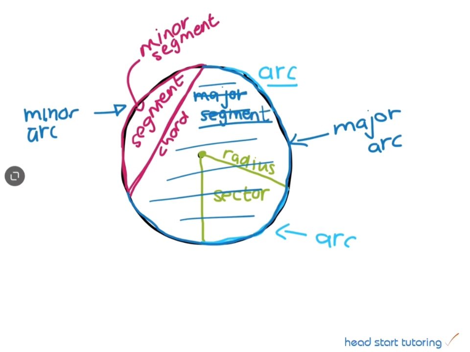But for now, I think all you really need to know is that a segment is bound by a chord and an arc. So your arc is just any part of the circle's circumference. A sector is bound by 2 radii and an arc, and that's a bit like your slice of pizza. And a segment is bound by a chord and an arc. So this is the segment.